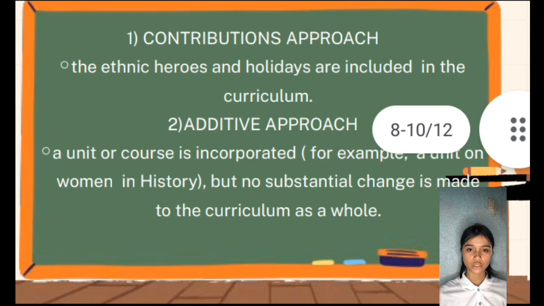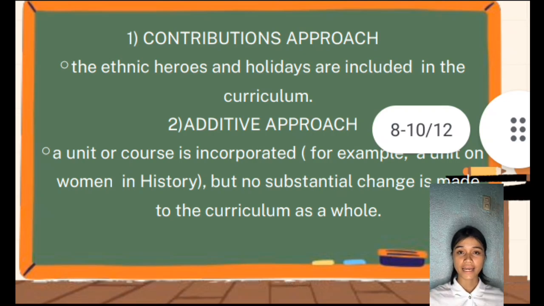The next is the additive approach. Substantial content is added to the curriculum without changing its basic structure or viewpoint. A unit or course is incorporated, but it's often viewed through the existing dominant framework. Let's say, for example, incorporating a standalone 2-week unit on women in history into a traditional American history course. The course theme, structures, and main narrative are still dictated by the established Eurocentric view. So that is an example of an additive approach.